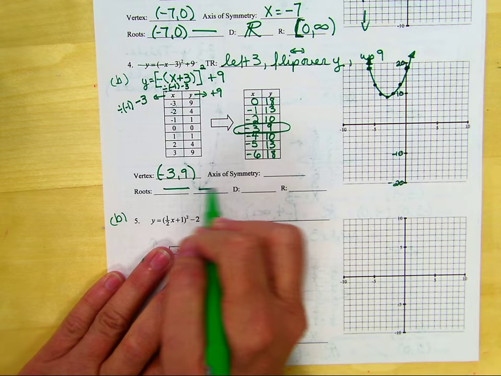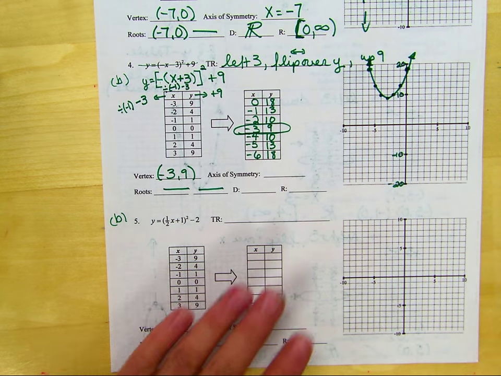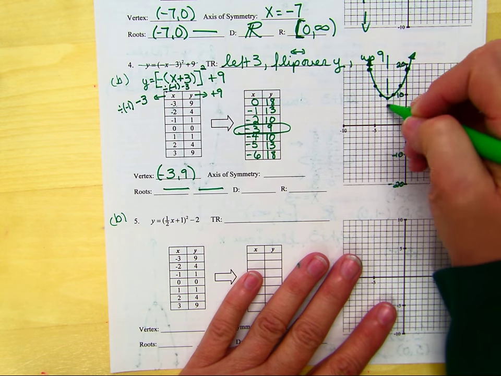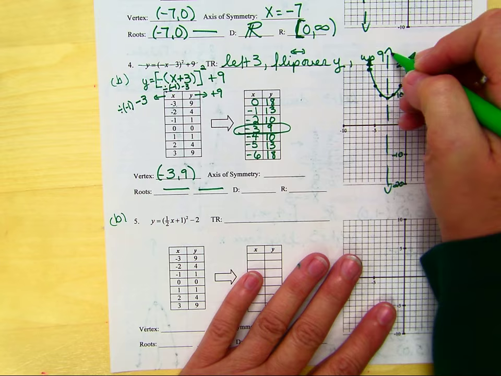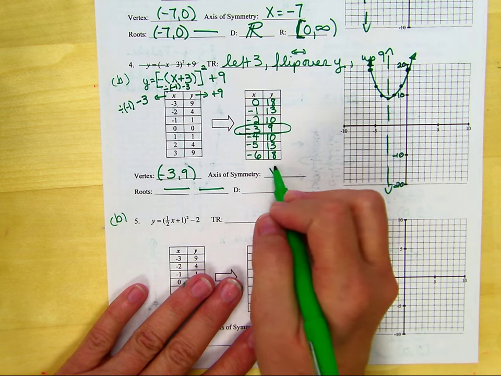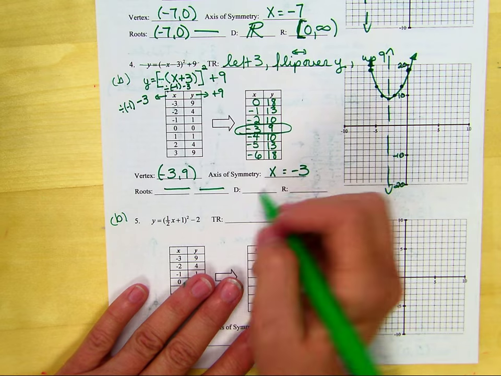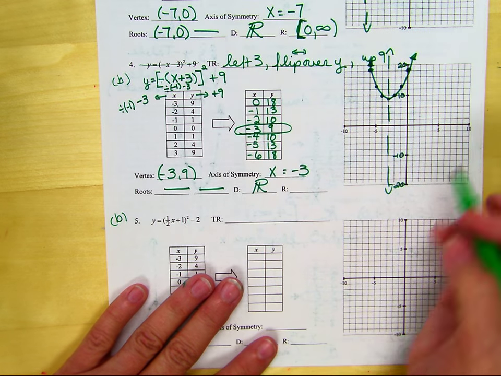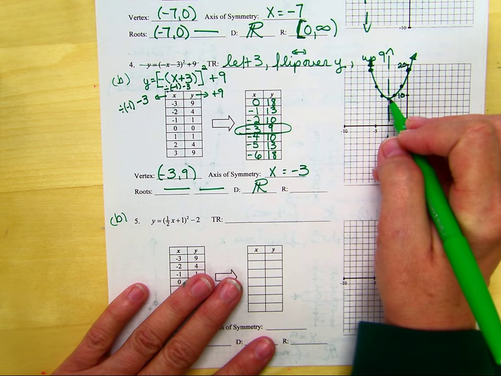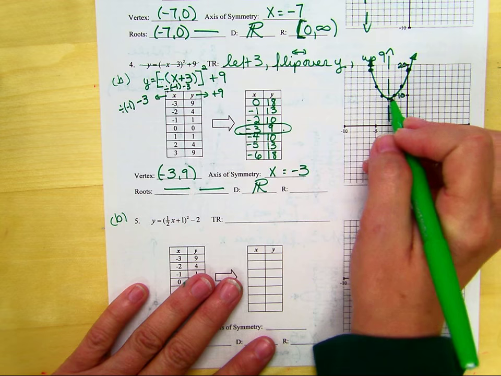Axis of symmetry goes right through the vertex, dividing the parabola in half. So it crosses the x-axis at negative 3. Domain is all real. Range begins right here at 9, included, and goes through infinity.